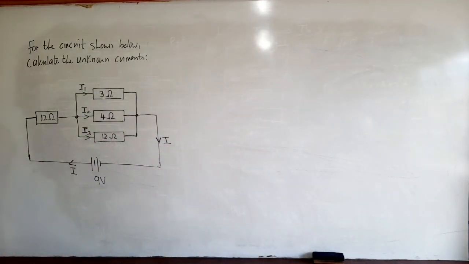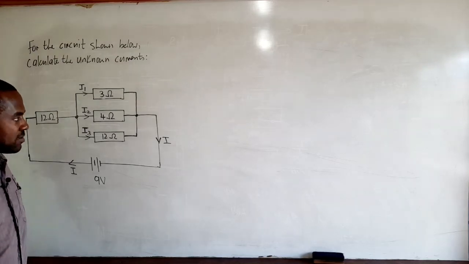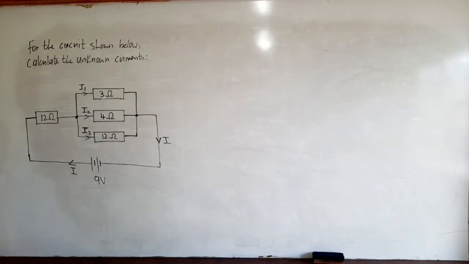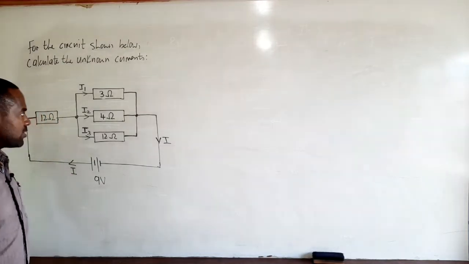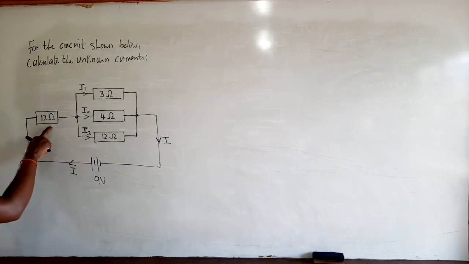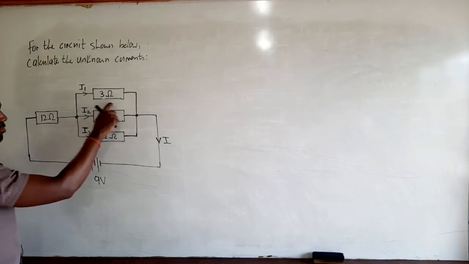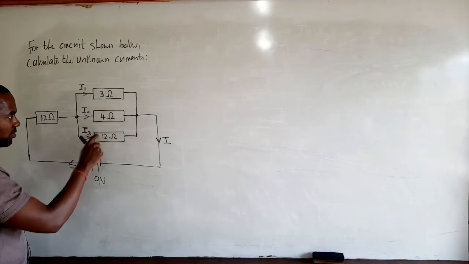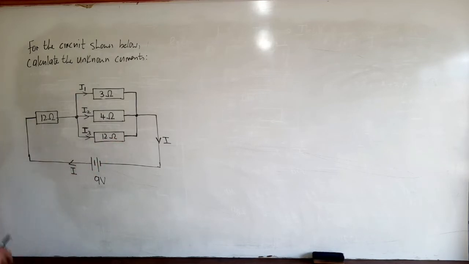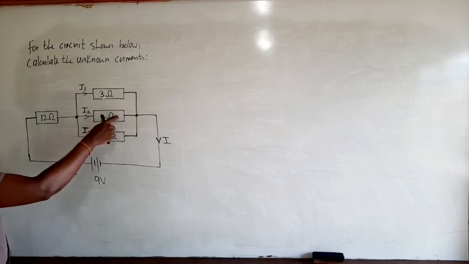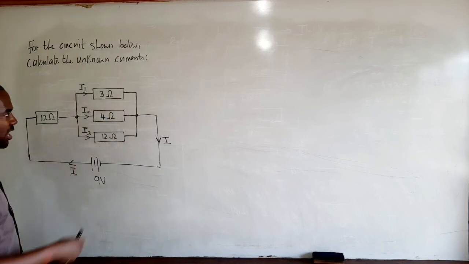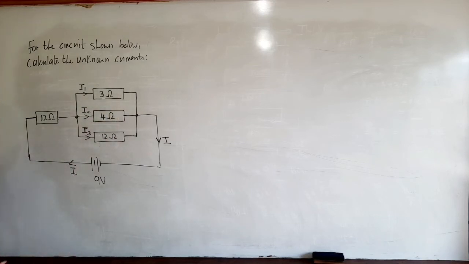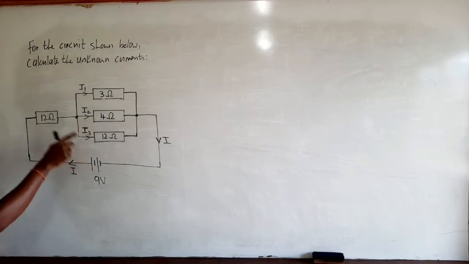In this question, we're also expected to find the unknown currents, right? Now let's examine the circuit. So in this circuit, we have a single 12 ohm resistor, and of course we have a 3 ohm resistor, a 4 ohm resistor, and a 12 ohm resistor. Now, how exactly are these resistors connected? So the 3 ohm resistor, the 4 ohm resistor and the 12 ohm resistor are all connected in parallel, and that combination is connected in series with the 12 ohm resistor.